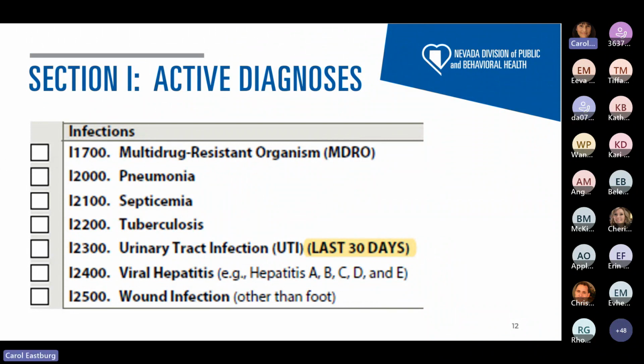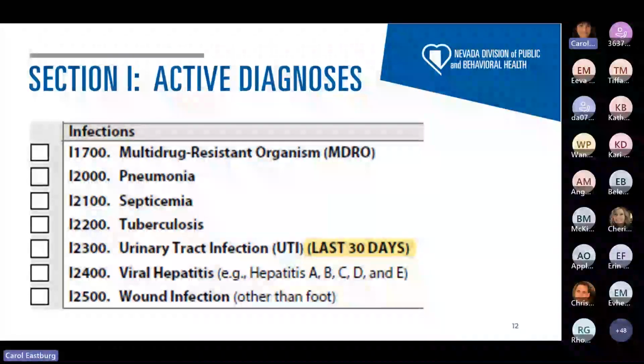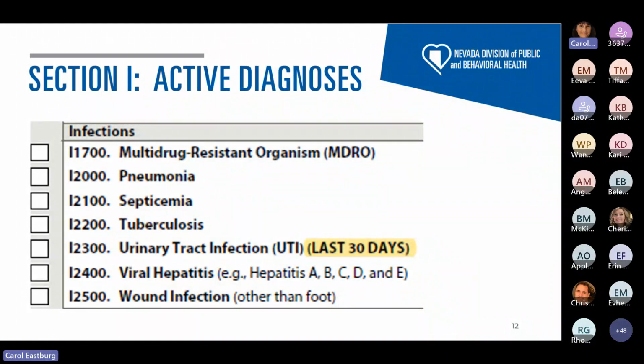Note that there is one exception to the 7-day look back under the subheading of infections. Specifically, I-2300 UTI has a 30-day look back period. If the resident's diagnoses are not listed in any of the 13 groups provided, there is another section, I-8000, where you can enter them along with the ICD-10 codes.